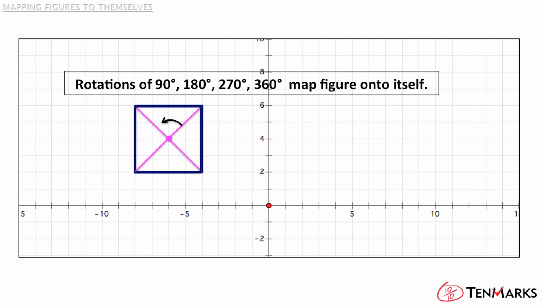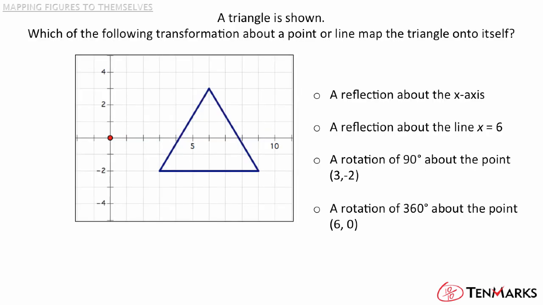Try the following problem. A triangle is shown. Which of the following transformations about a point or line map the triangle onto itself? Try performing the transformations. The first one, a reflection about the x-axis, would result in the following image. The triangles overlap, but the image is not mapped onto the pre-image, so this is not the correct option.